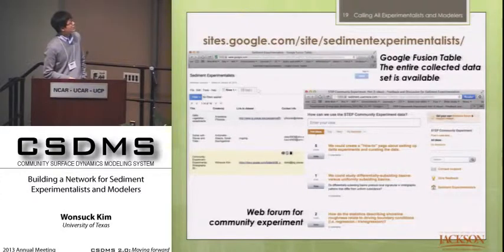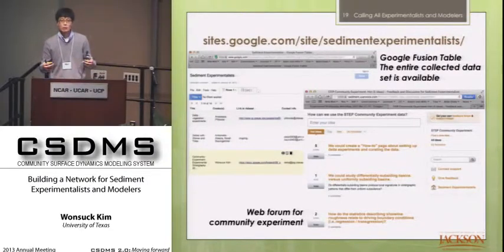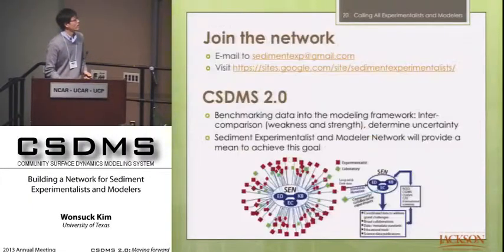And we also provide a web forum for the community experiments, so we can communicate with each other about what we can do with the experimental data. Probably we can write a paper with a group of people. They would help with different expertise, different analyses together. I think that would accelerate our science in a much more efficient way.